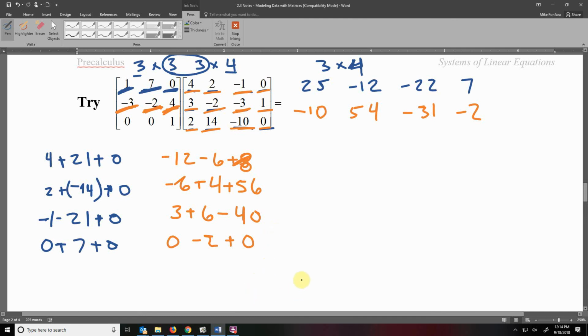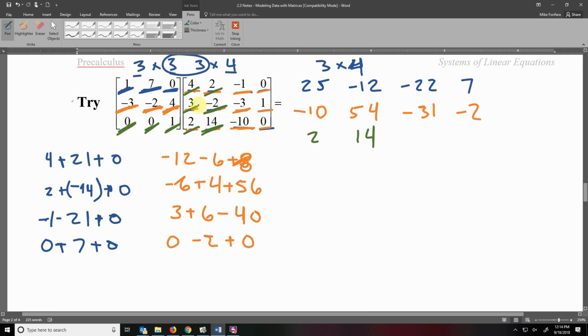Okay, and then the last row by each column. So this time I'm going to show even less work. 0 times 4 is 0, 0, 2. 0 plus 0 plus 2 is 2. Okay, then on to the next column. 0 times 2 is 0, 0 times negative 2 is 0, 1 times 14 is 14, 0 plus 0 plus 14.